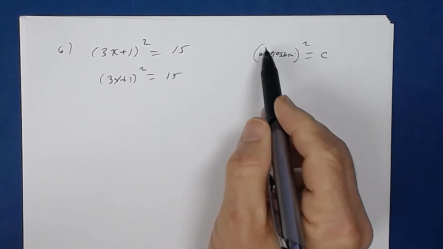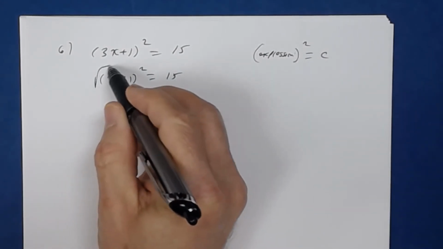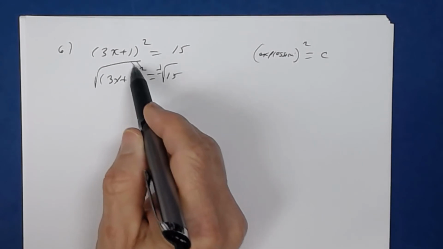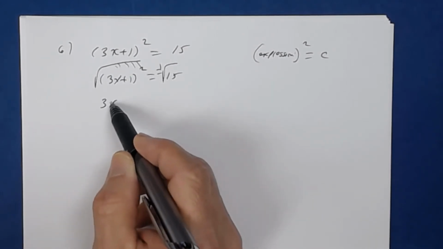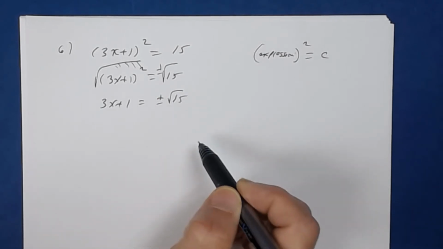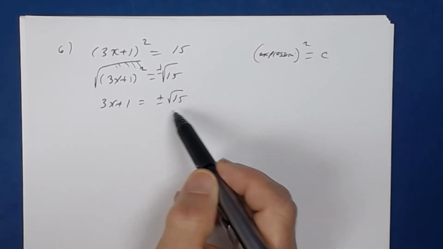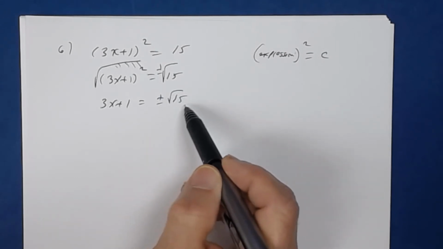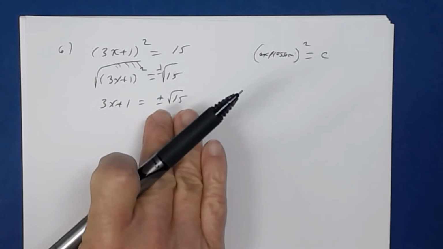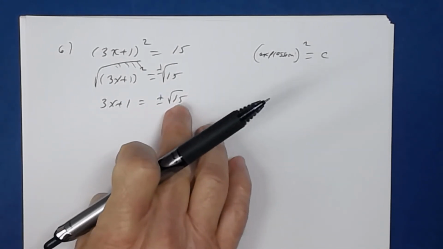So once I get that, then that's where I take the square root of both sides, just like this. Don't forget the plus or minus. And so the square and the square root undo each other. So I get 3x plus 1 equals plus or minus the square root of 15. Now you need to ask yourself, can I simplify the square root of 15? Is there a perfect square other than 1 that goes into 15? The answer is no. So I cannot simplify that, so I'm not going to do anything else to this.